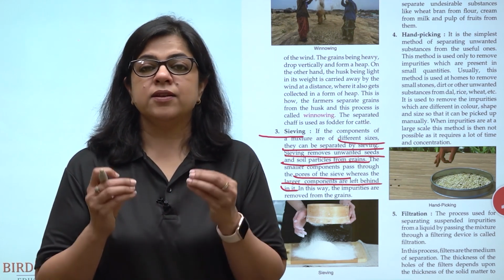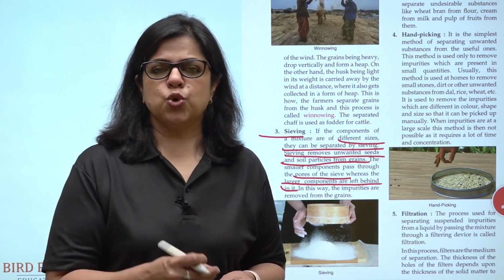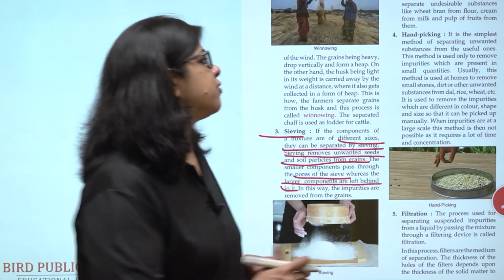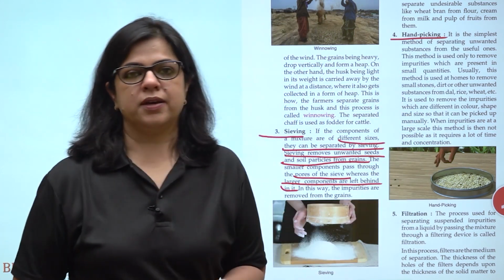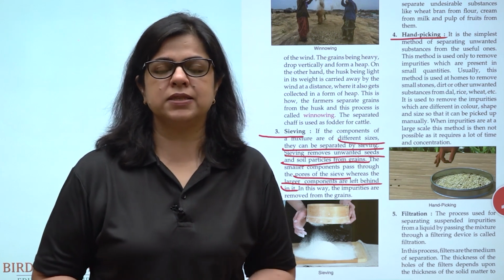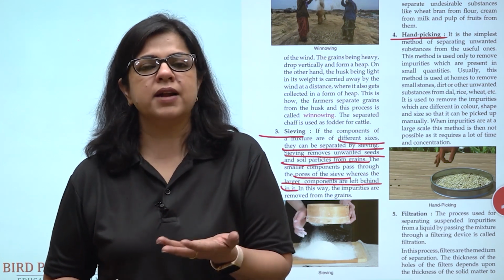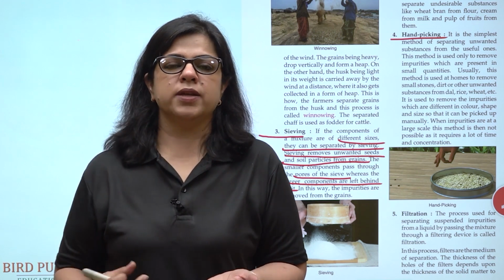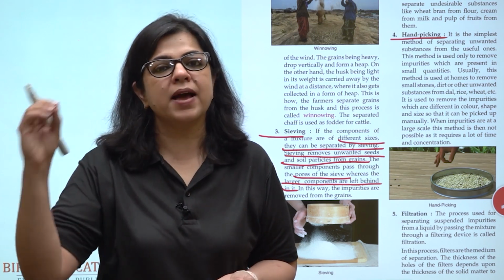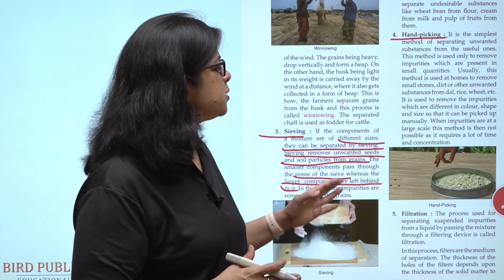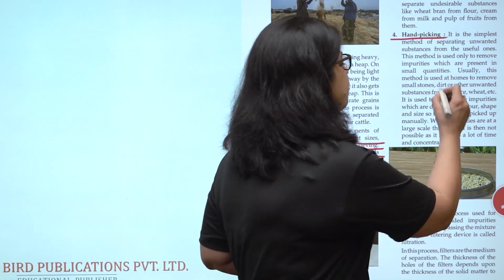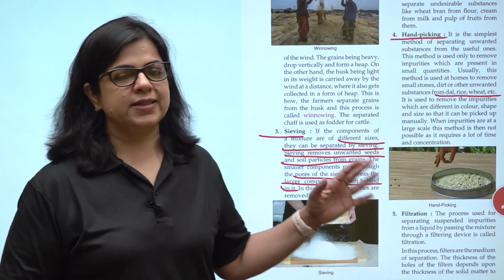Another very common way of removing stones and other kinds of components from the grains, cereals, pulses and rice is known as hand picking. You must have seen in your own homes when your mother is about to cook pulses, she takes the pulses or the rice on a plate and looks through them for stones and little particles, and she picks them up and removes them. This process is known as hand picking and is most commonly used for dal, rice, wheat, etc.